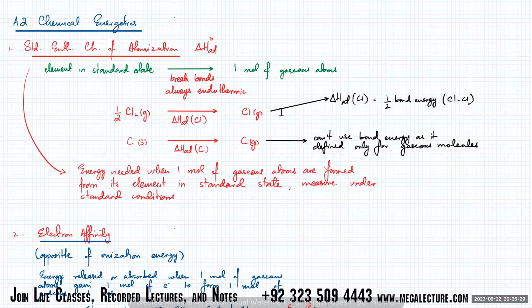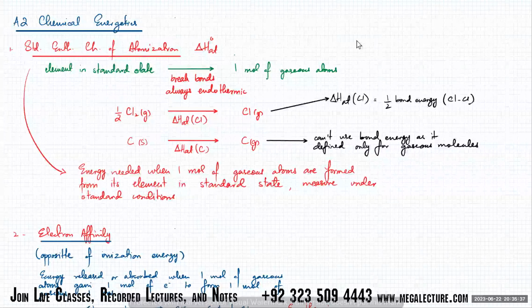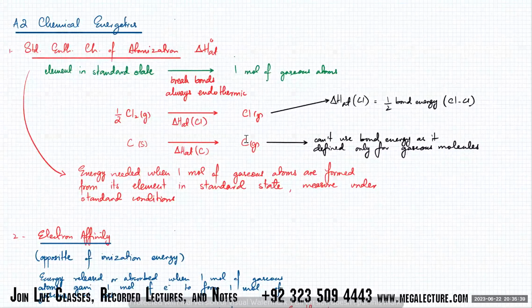What we had started was that I talked about enthalpy change of atomization. Okay, what was enthalpy change of atomization? You're supposed to form 1 mole of atoms from the element, right? So it had to be 1 mole of gaseous atoms. You would break bonds, which is why it was always endothermic.